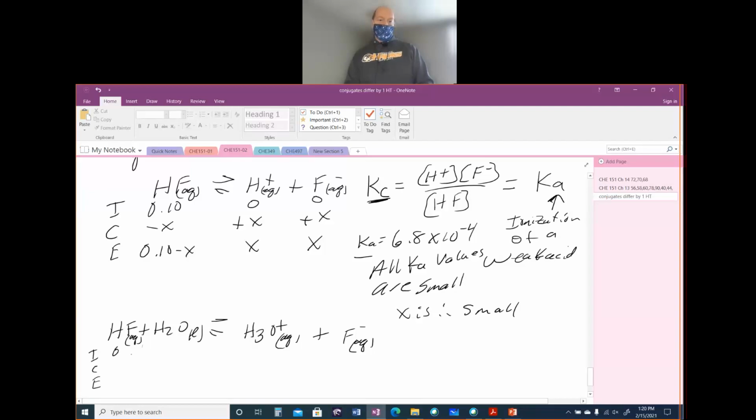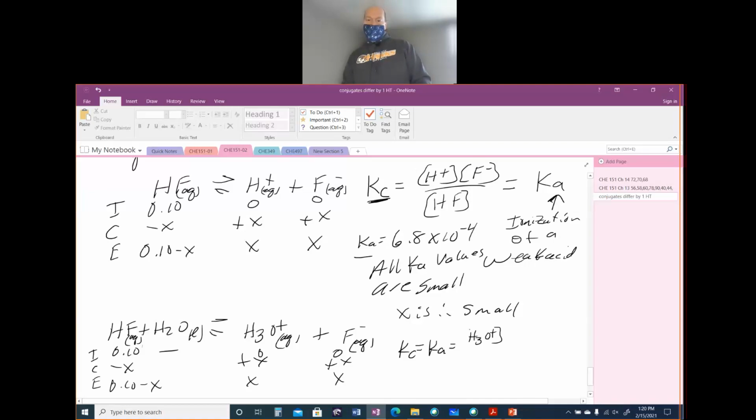It is 0.10 molar. Nobody cares about H2O liquid in an equilibrium. It is not part of the equilibrium expression. It is a pure liquid. Liquids do not go into your equilibrium expressions. 0, 0, so minus x, plus x, plus x. 0.1 minus x, x, and x. And so your Kc is the exact same thing because it started off saying Kc. Now this is the same as Ka because it's a weak acid.